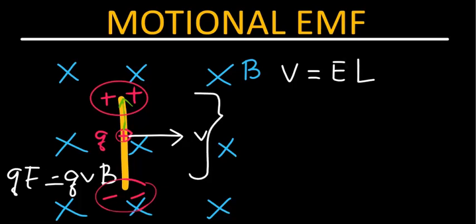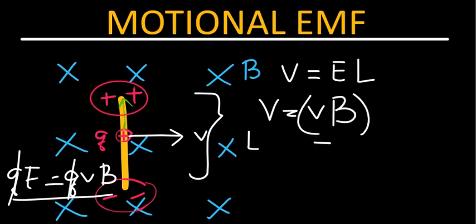Let's assume the length of the rod is L. From this equation, the Q will get cancelled, and the electric field is quite simply the speed times the magnetic field. And when we multiply that with the length of the rod, we get the potential difference that is set up along the rod. Now this V is capital V, and this v that we use to denote the speed is the little v.